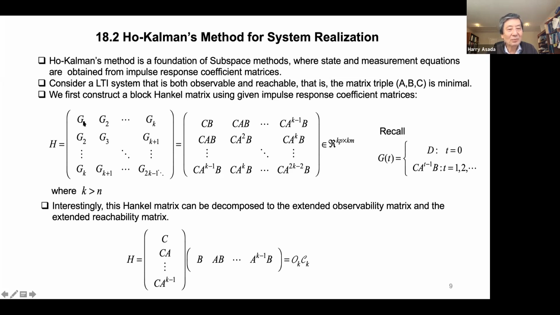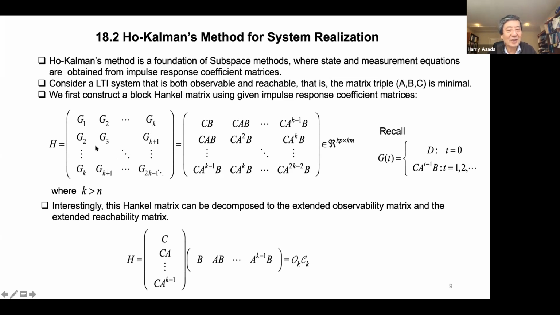G1 is placed here in the 1,1 position, and G2 is in 2,1 and 1,2, going up. And the G3 here, here, here. In other words, you have a sequence of impulse response matrices, and we place first G1, G2, G3, up to GK, and then cycle through from G2, G3, GK plus 1. And then the next one, G3, G4, GK plus 2. And then you repeat this K times, okay? And you can place this.